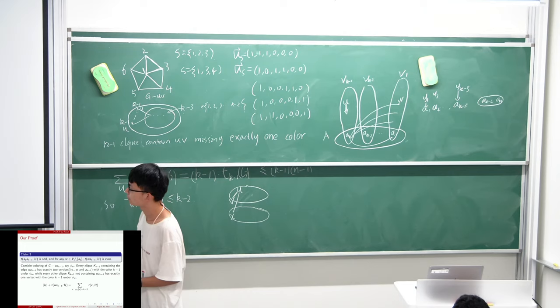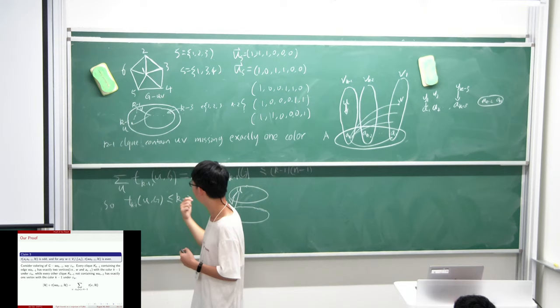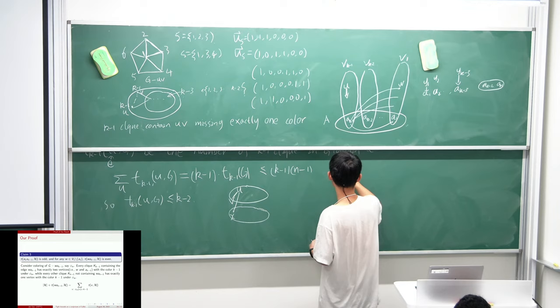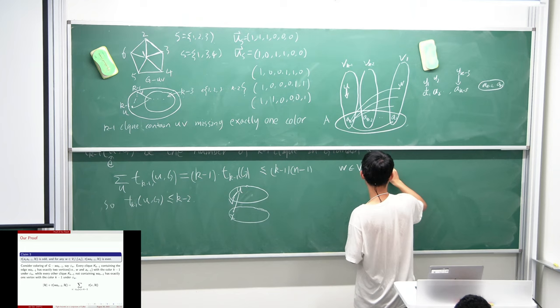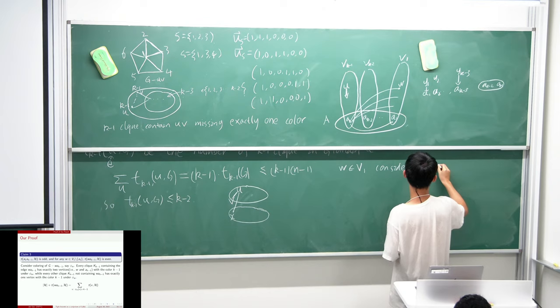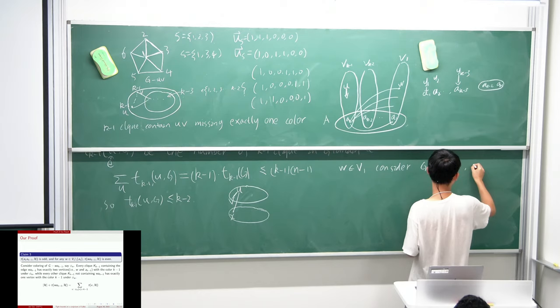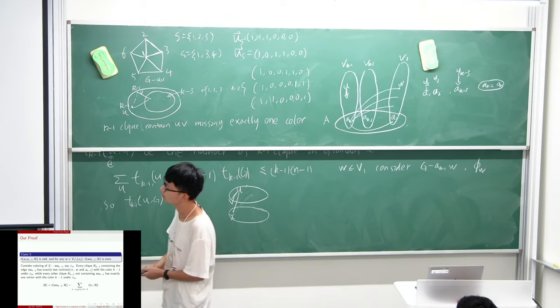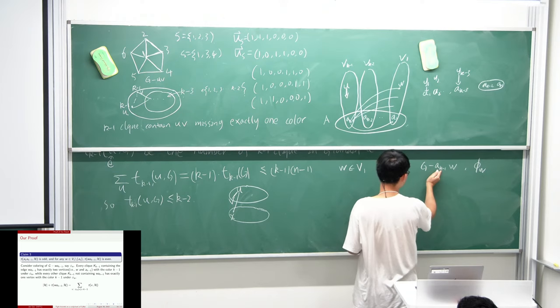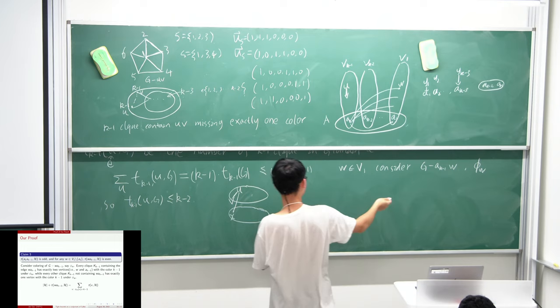So we will consider a new coloring. Here, consider the coloring for any W belonging to V1. We consider the graph G minus the edge A_{k-1}W, for the color phi_W. And we know A_{k-1} and W must also have the same color. We also call it k minus 1.